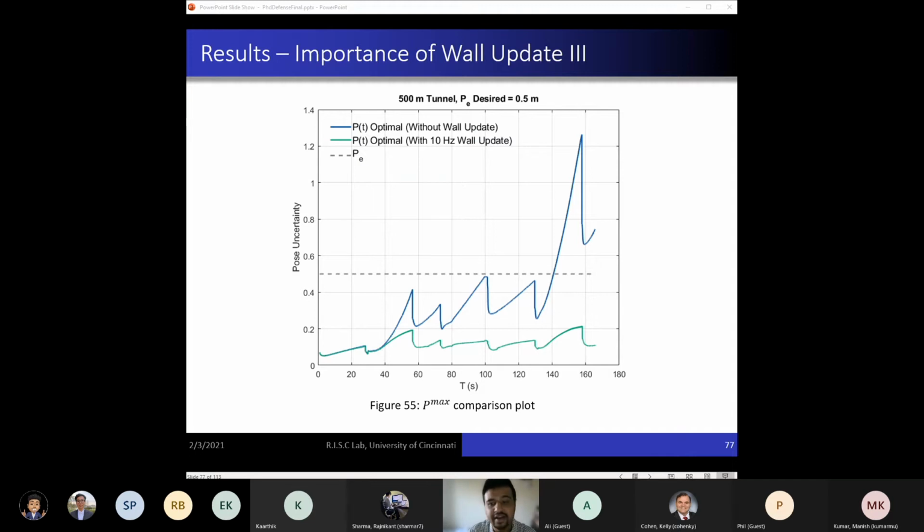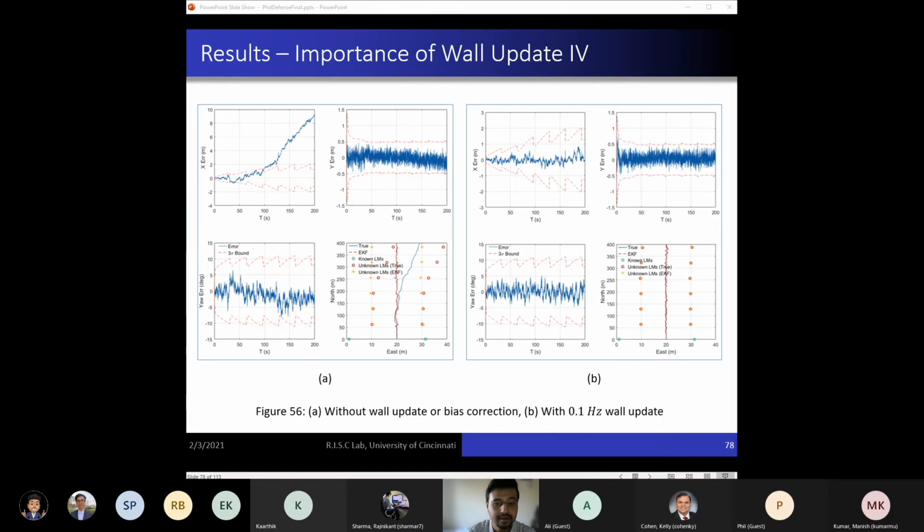We can see that the collinearity happens in the last segment. And in this segment, the actual Pmax value exceeds the desired limit for the case without the wall update. That is the blue line. This issue is taken care of with the help of the wall updates. In this comparison, we see that the same wall updates can be used to address estimation bias as well.